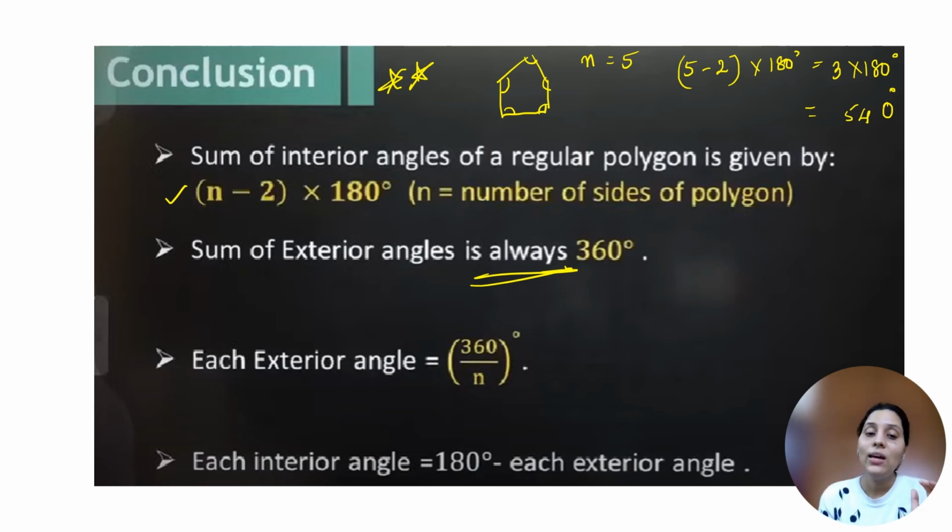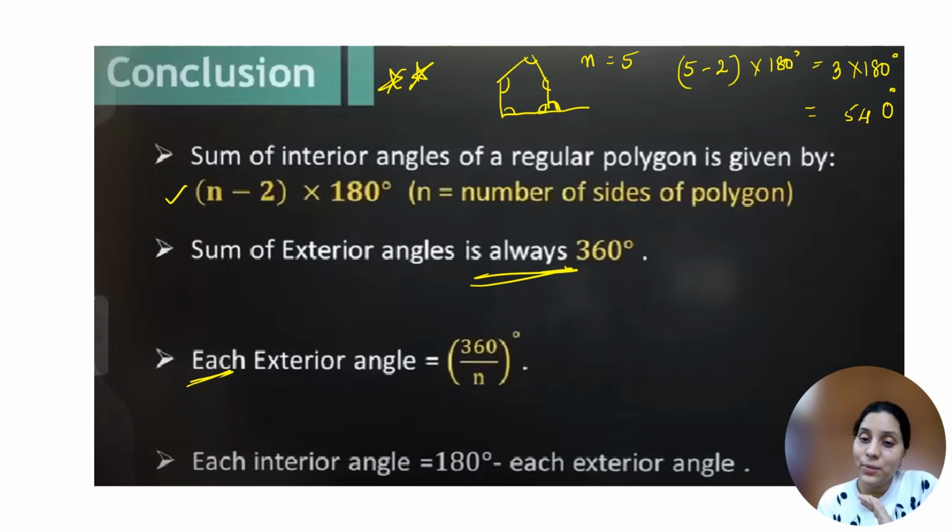Now the next one, each exterior angle, very easy to remember. Since I need to find each, I'm just going to divide by the number of sides, n. And each interior angle, how do I find each interior angle? It is 180 degrees minus each exterior angle. Why? Because suppose I have this pentagon, if I extend, now this is my exterior angle, correct? This is the exterior angle of a pentagon.